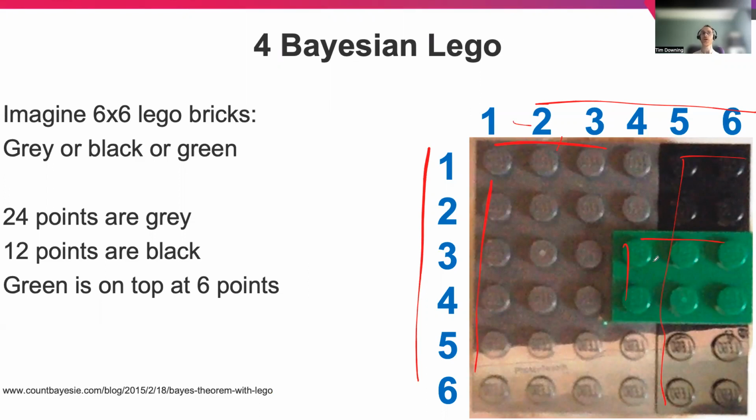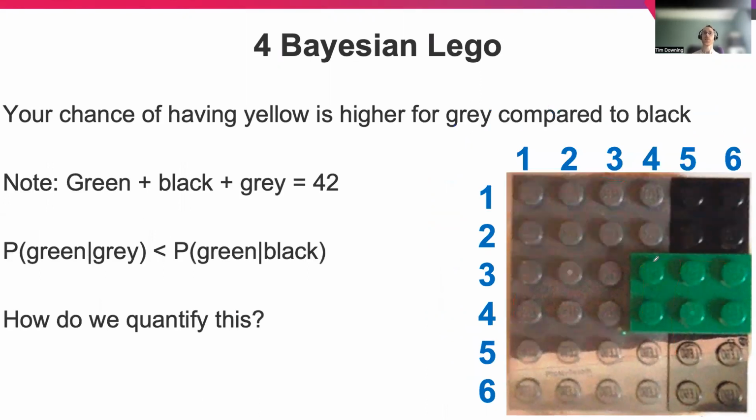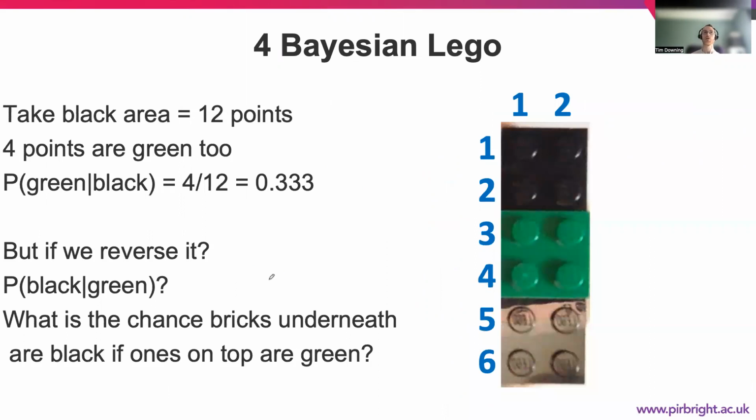So we can apply our Bayesian logic to this. Here the sum of all these is 42. When you link them all together, it's 36 blocks with 6 overlapping. Then we think about the probability of green given gray, and green given that we have black already. So we can apply our Bayesian rule to this. If we look at the black area, we've got 12 points in total, 4 of them green. So the probability of green given black is going to be 1 in 3. And if we reverse it, we can use Bayes' rule to work that out.